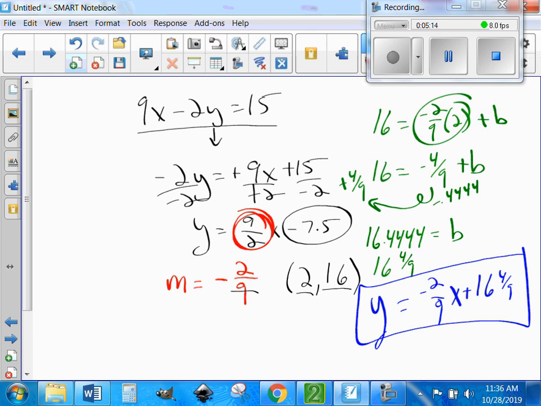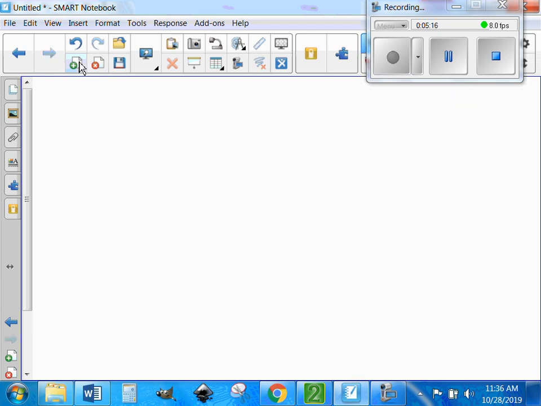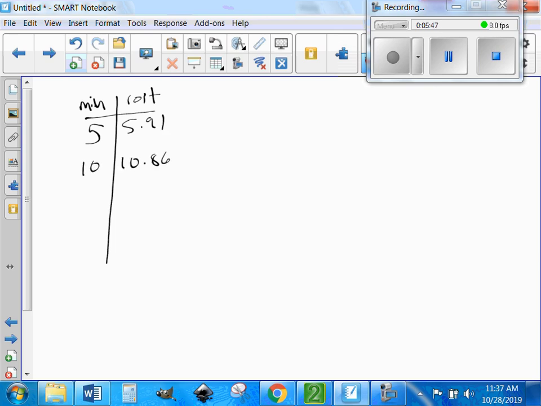Okay, so for number 4, with word problems, my recommended strategy is to make a table given the information, and then we can go through our slope and y-intercept process from that table. So here we're comparing minutes to cost of the phone call. And here it looks like they just give us 2 situations or 2 moments in time. They tell us that a 5-minute call costs $5.91 and that a 10-minute call costs $10.86. So we didn't have to do much figuring out of the table. They gave us x's and y's.